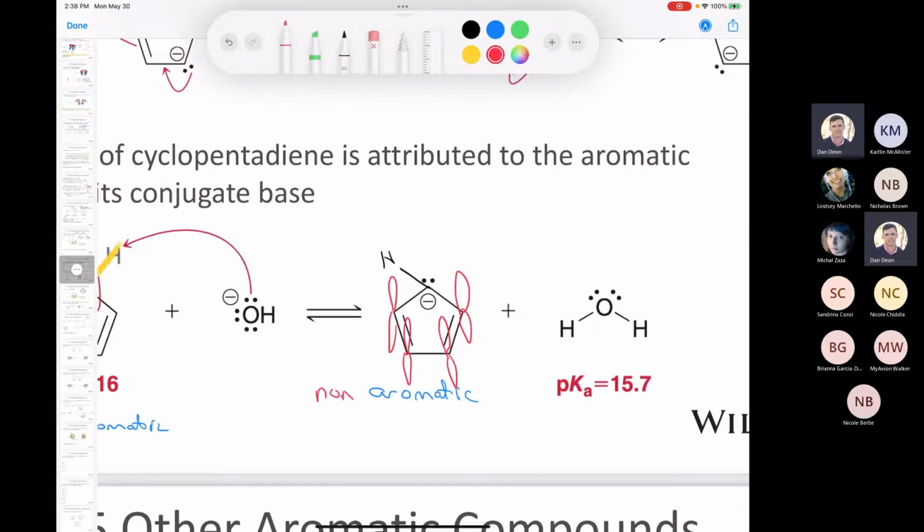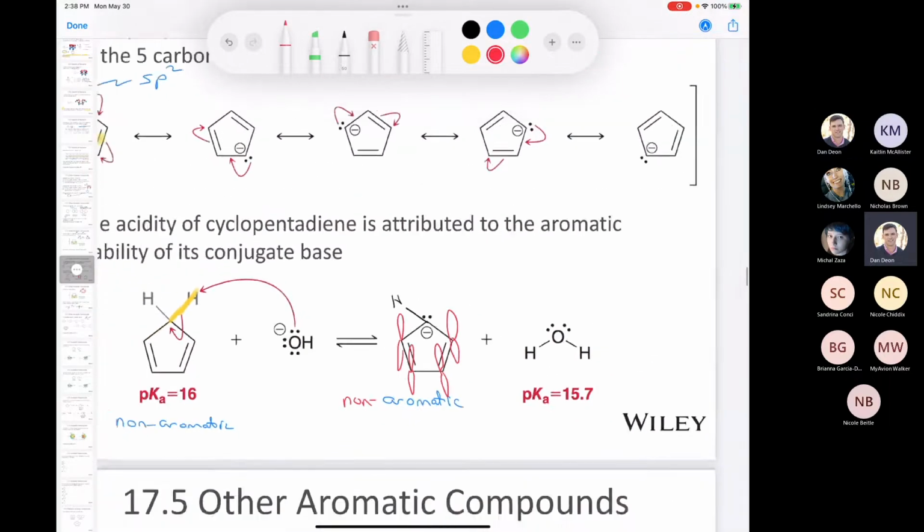But remember, aromatic means stable, and a compound will do what it has to do to adopt aromatic stability. And so the carbon will change its hybridization from sp3 to sp2. Does that help a little bit? Yeah, that makes sense. Thank you.